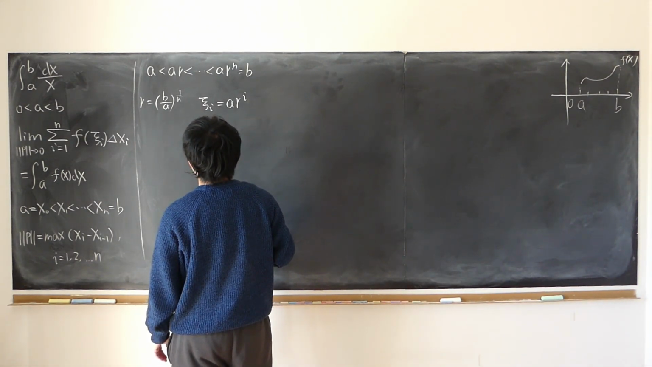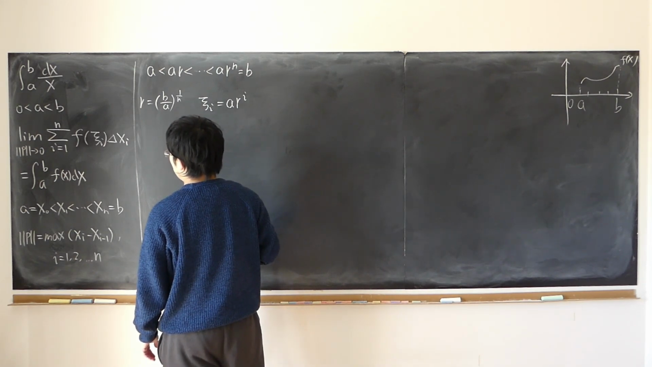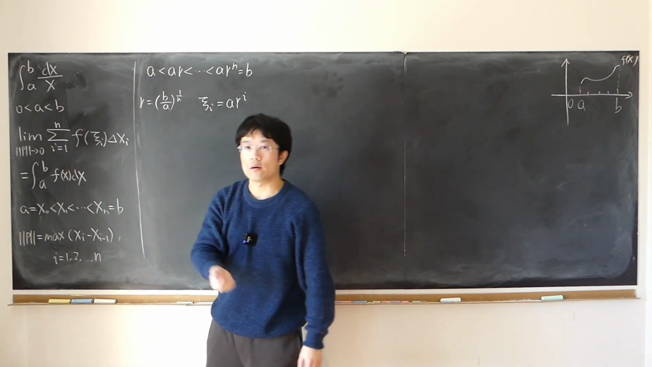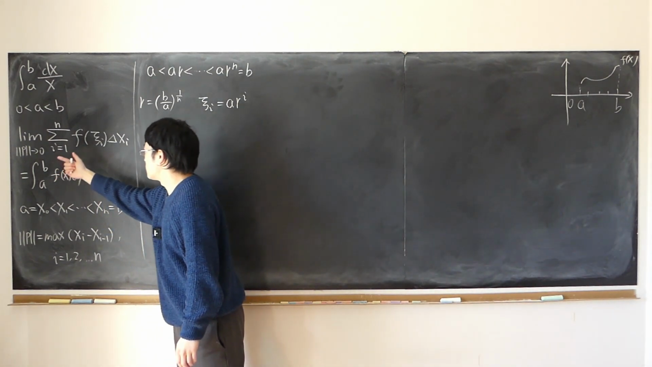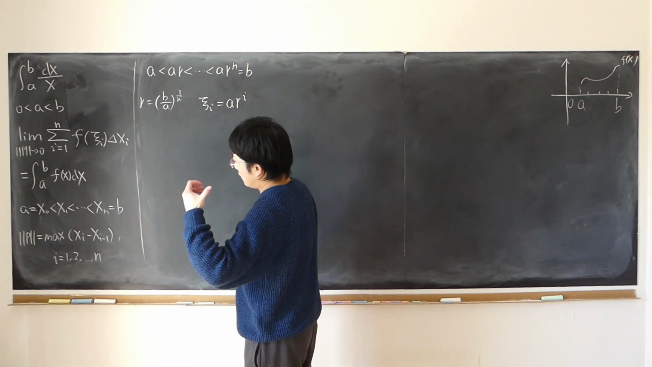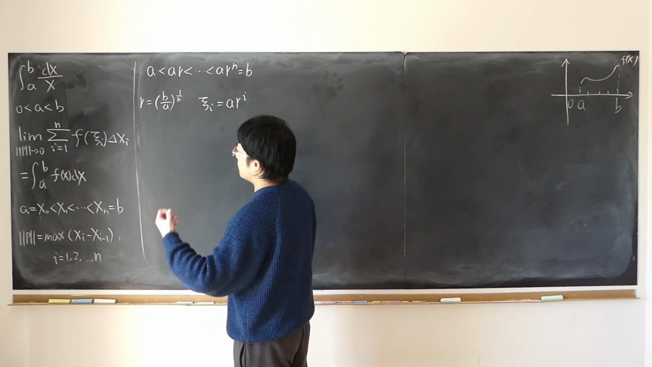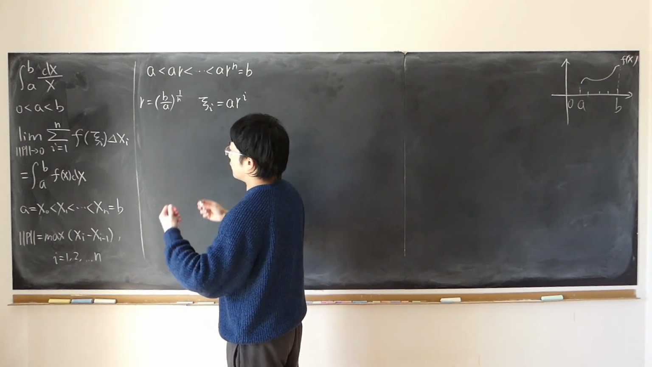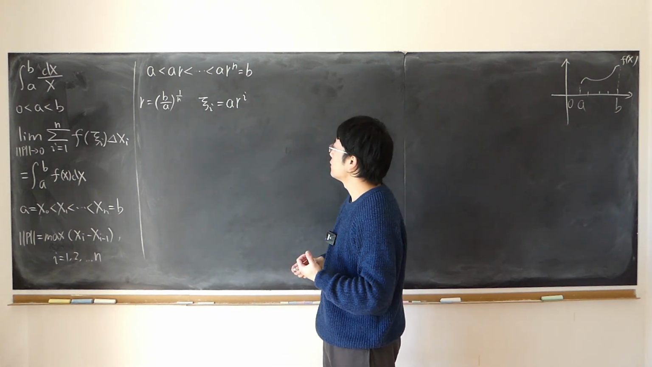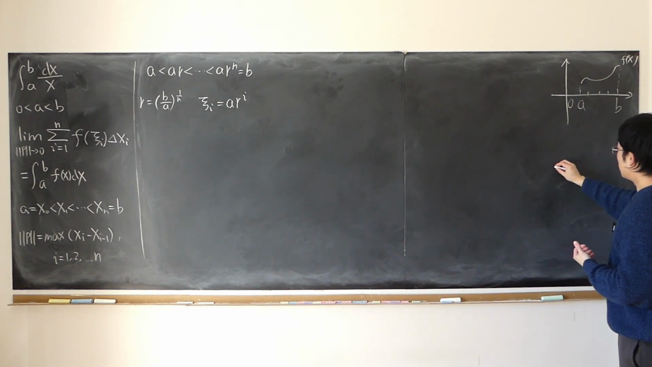So now the question is, as my partition gets dense enough, in other words, as my largest small interval gets small enough, as p modulo gets small enough, is it equivalent to say that as n approaches infinity, my partition gets dense enough? That's the question I want to ask, because it may not always be true.